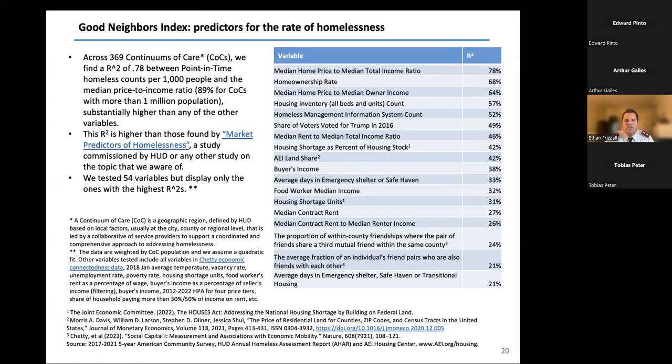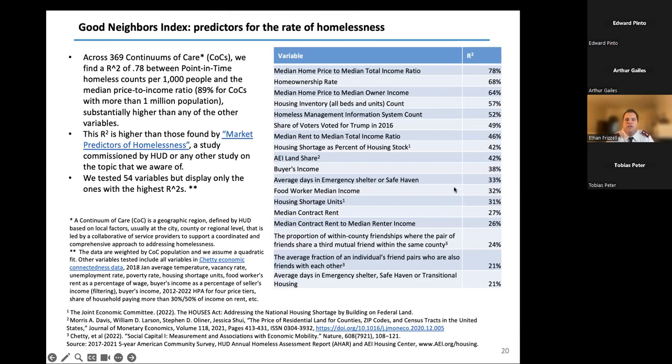It's 0.89 for CoCs. This is higher than any of the 54 variables that this team, thank you again, team, put through, including home ownership rates, median income rates, housing inventory, homeless management information systems, share of voters who voted for Trump or didn't vote for Trump, or median rent to total income. And a lot of practitioners stop on the rent discussion. And I would say if you stop there, you're stopping too early, because as you heard this morning, rent is a signifier, but not to the same extent. It's only a signifier at 46%, whereas median home price to median income signifies at an R-squared of 0.78 or 0.89, depending on the size of population.